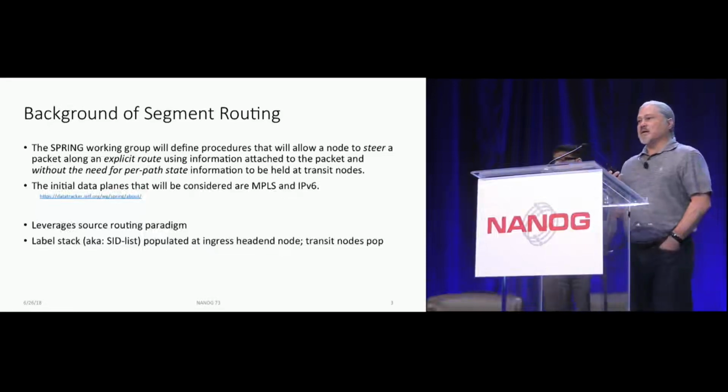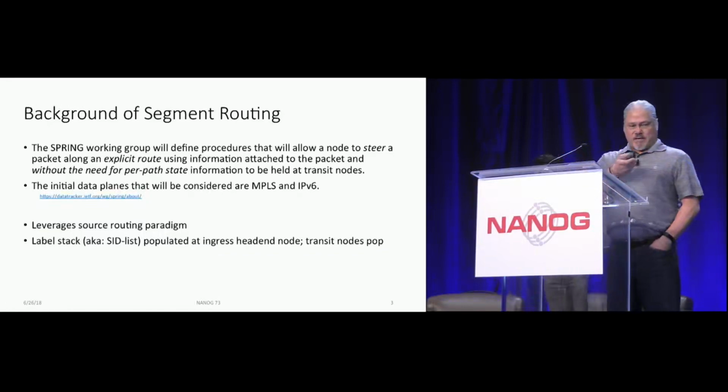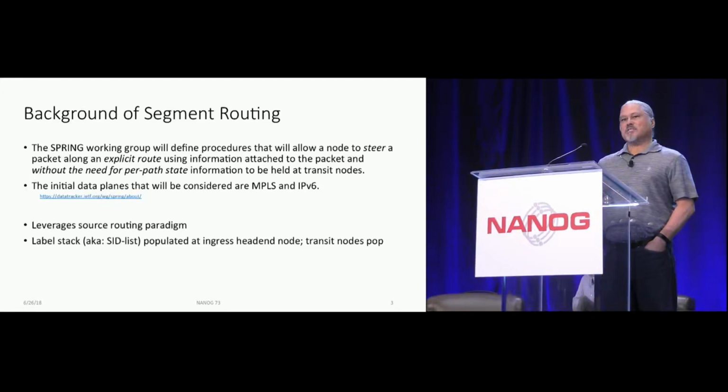So I got one slide on the background. I think you guys get this. There was a talk yesterday as well. I copied some of these directly from the IETF. So, segment routing is a source routing paradigm without the need for per path state. So the beauty of segment routing is there's no state in the transit nodes, right?